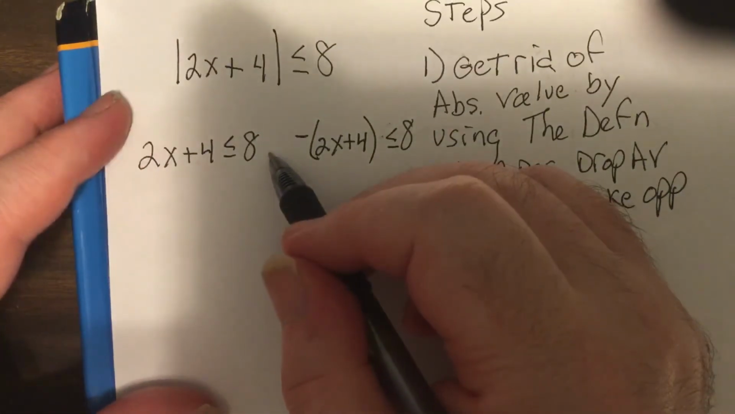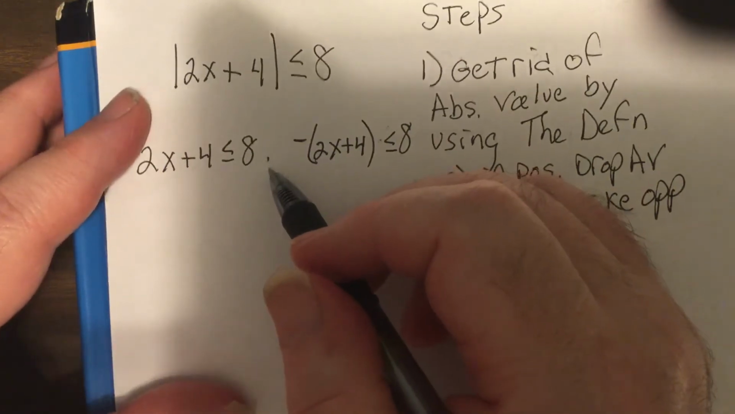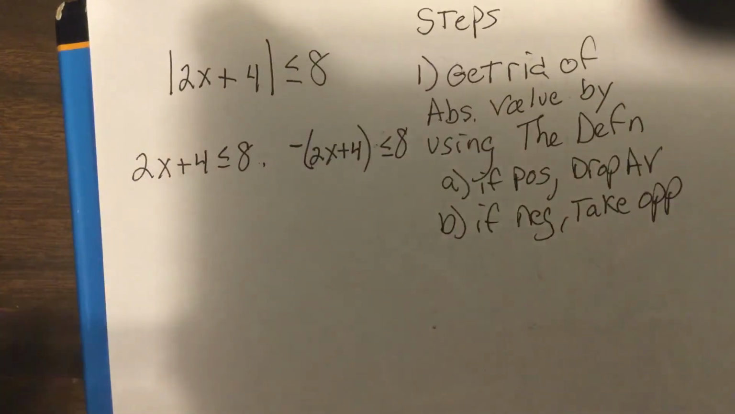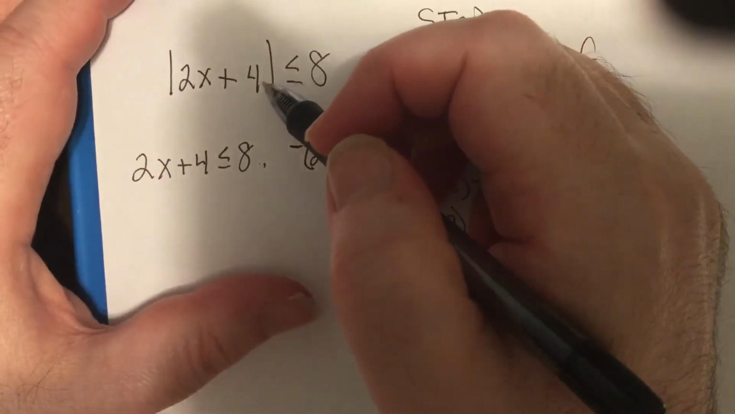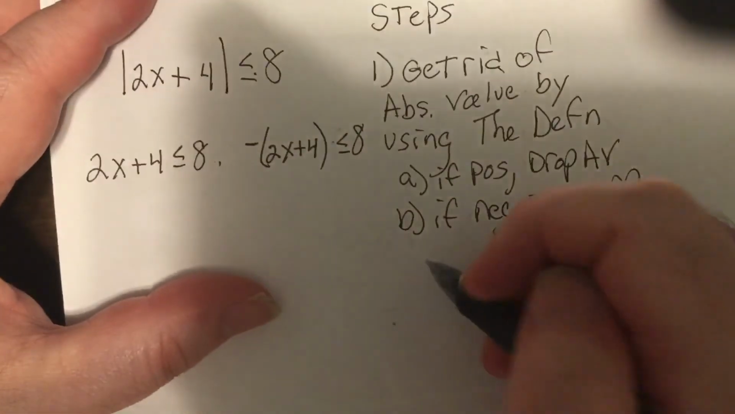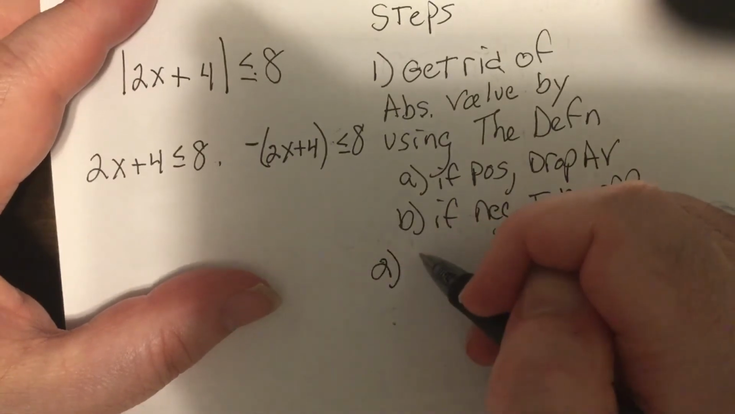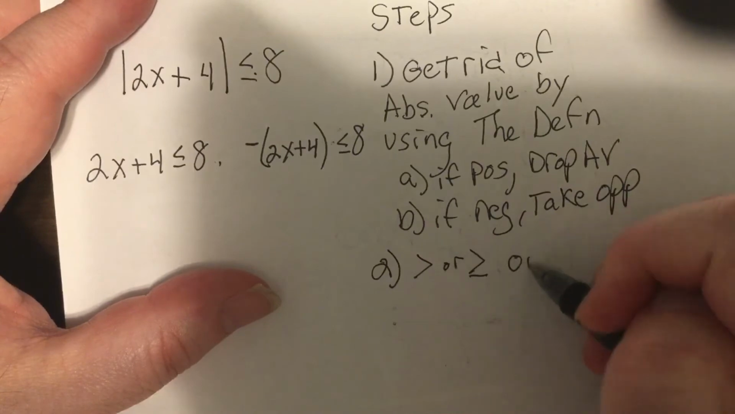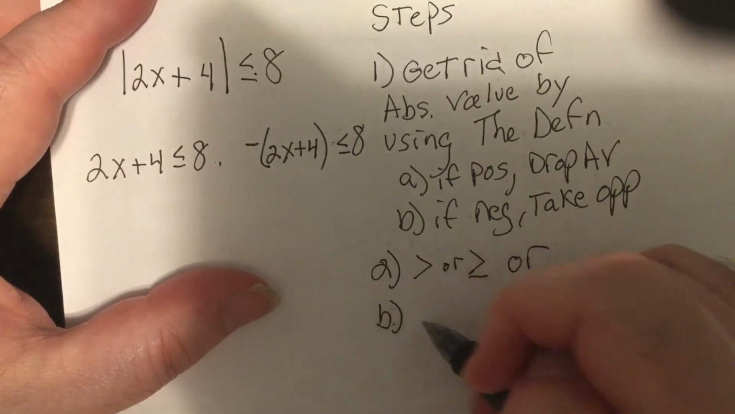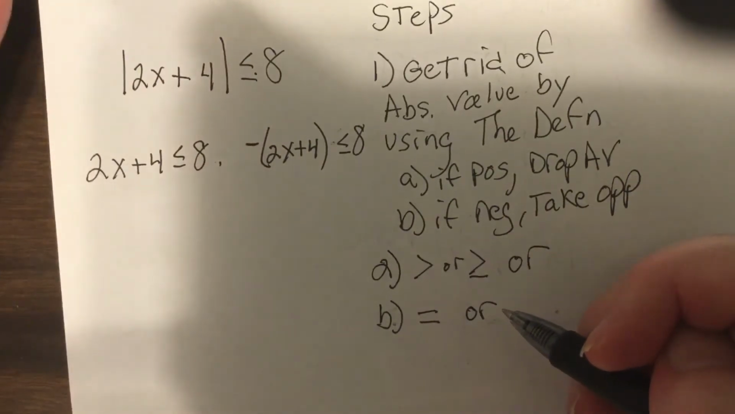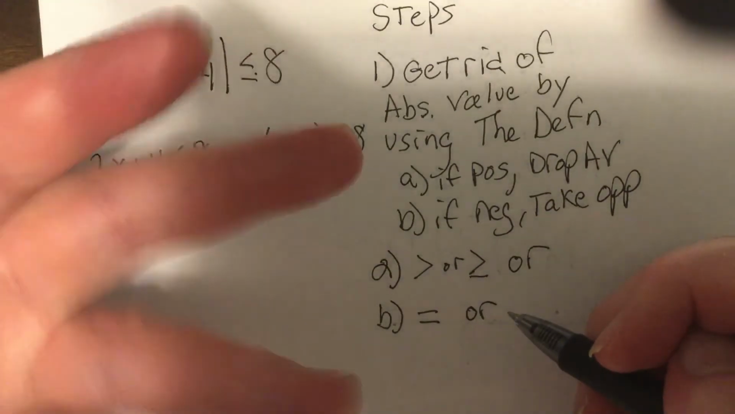Now I need to connect this with a word. And we only have 2 choices, and or. Well, this is less than. Now I had a teacher that would always say this. Less than is and. Greater is or. So if it's greater than or greater than or equal to, it's or. If it's just equals, it's or, because you can't say x equals 3 and x equals 9.